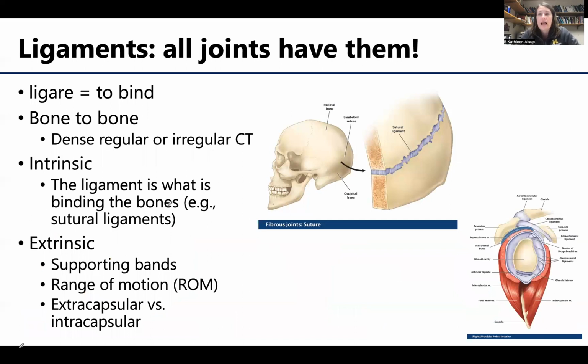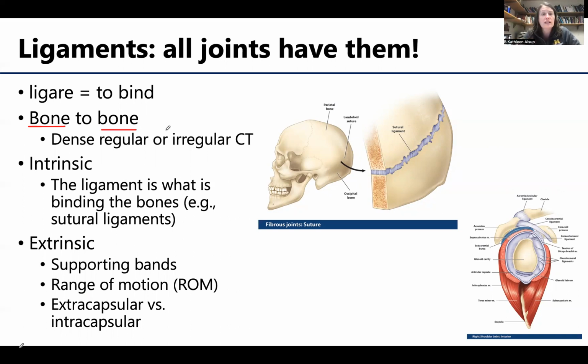All right, last thing I want to talk about in this video are ligaments. And I want to talk about them because I love them. They are awesome. All joints have them. It literally means to bind. So these are going to be the components that are binding the bones or joining the bones. And what's unique about ligaments is that they go from bone to bone. Okay? They're not tendons. Tendons go from bone to muscle. Ligaments are bone to bone.